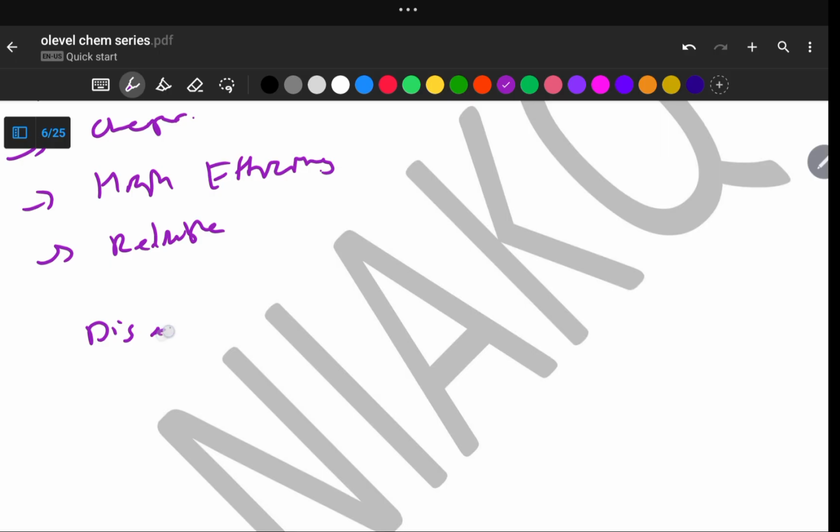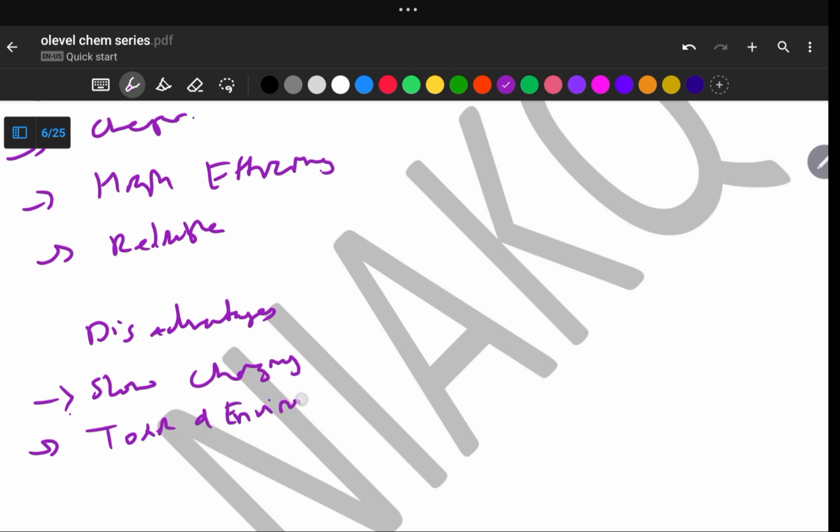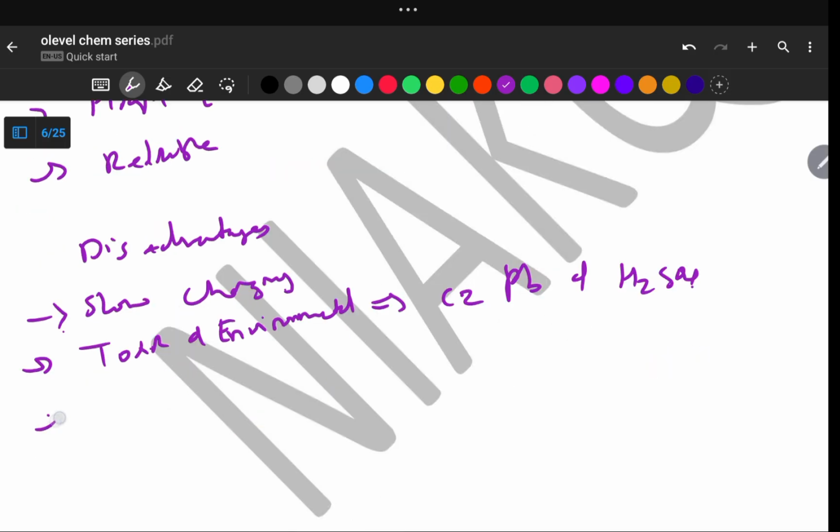The disadvantages of this type of cell: we are going to have the slow charging processes, right? Slow charging. And also it is toxic and an environmental hazard. Why? Because it contains lead, the heavy metals, and also sulfuric acid, which are difficult to dispose. And also you can have a limited cycle life. So slow charging, limited cycle life, and toxicity.